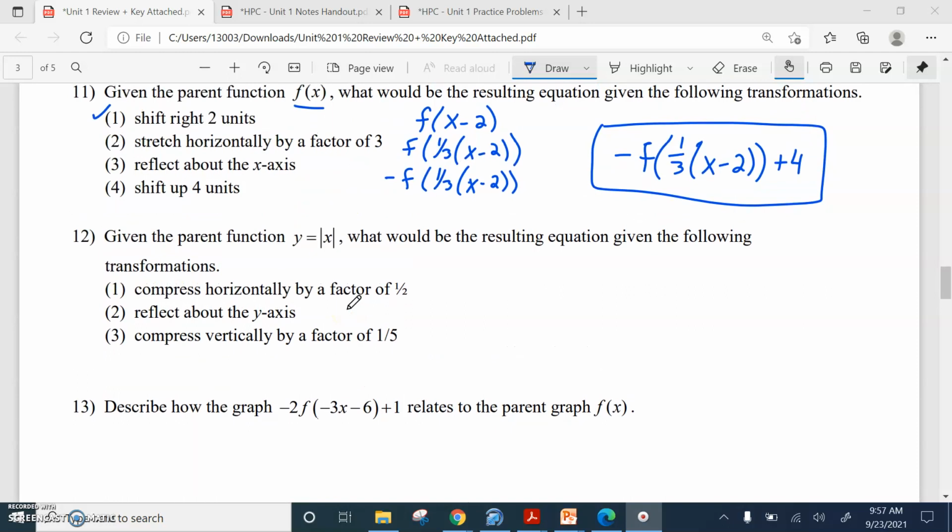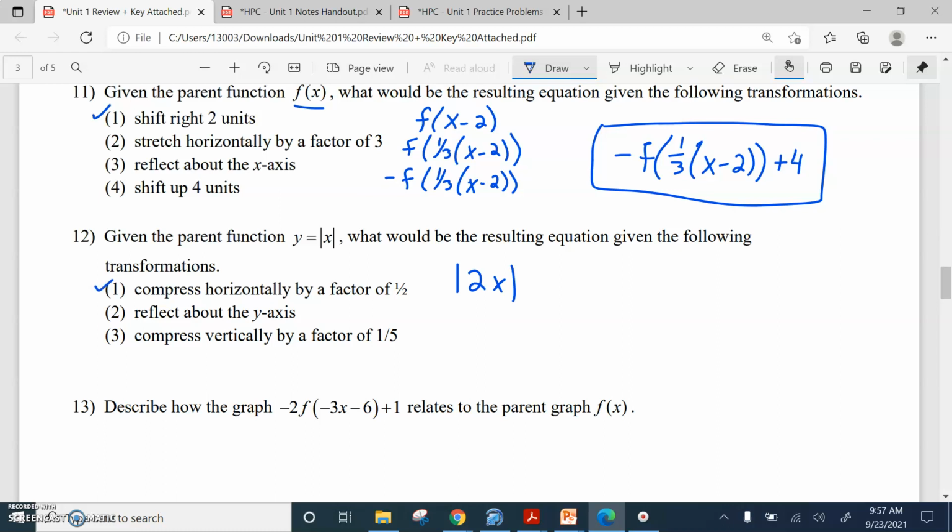12 is the same thing, but now instead of just f of x, we actually have a function of the absolute value of x. So step 1 is compress horizontally by a factor of a half. That means that we have absolute value of the reciprocal, because remember, horizontal, compress, and stretch, we use those reciprocals. Step 2, I can check it off.